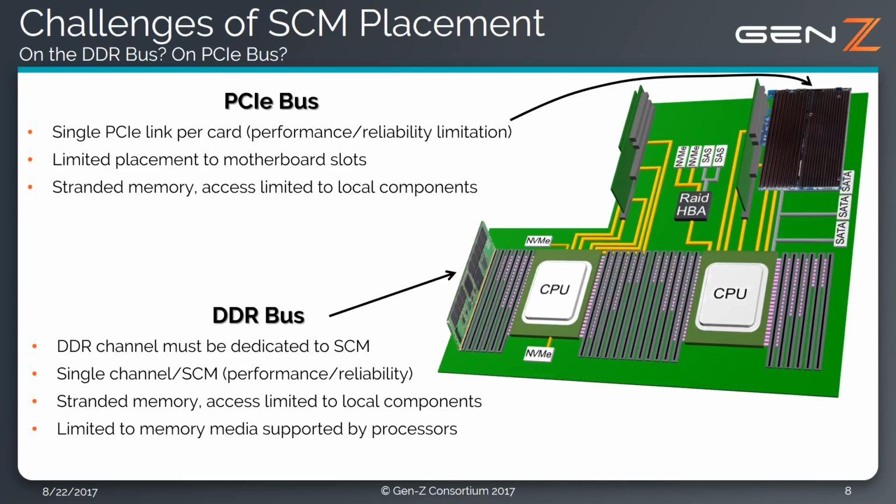So storage class memory is not a great fit for DDR memory channels, as placing them there is a somewhat unnatural act. Storage class memory on DDR channels also suffers from the same reliability problems that PCI does, but with even more limited placement restrictions of DDR DIMM slots. Finally, storage class memory on the DDR channels is also stranded and can be only accessed by the local processor and cannot be shared by other servers in a byte-addressable load store manner.